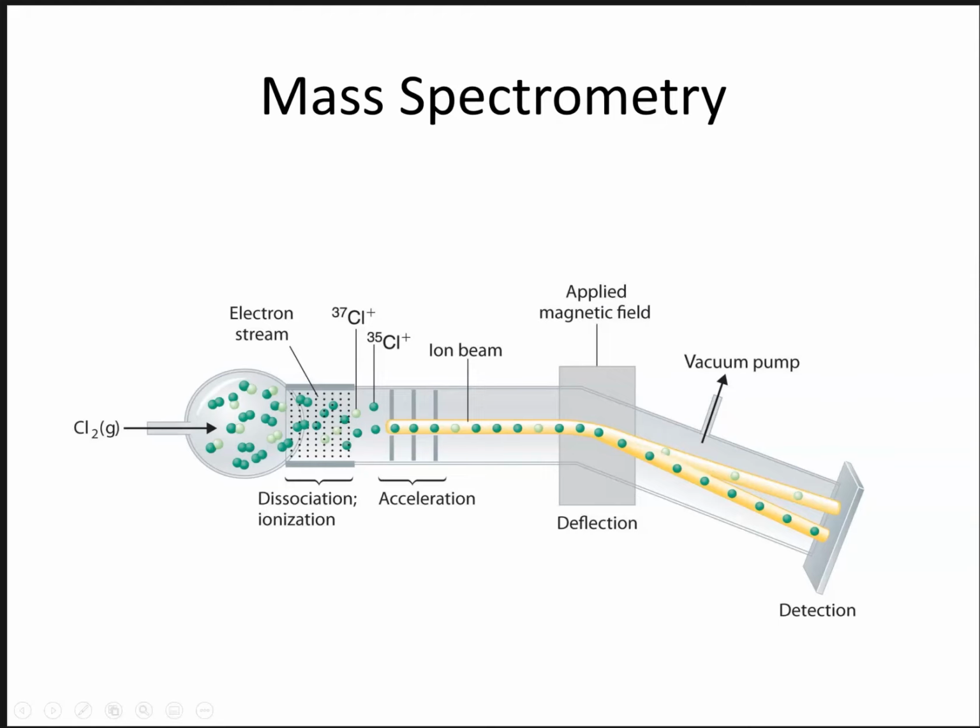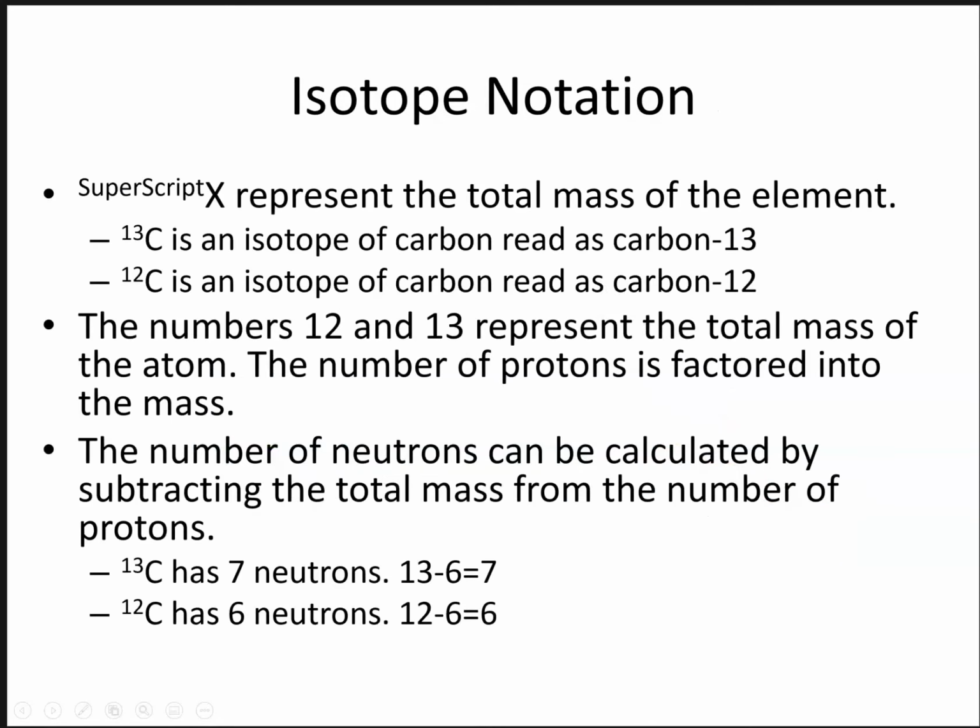Okay, so we used mass spectrometry to figure out the natural abundance of each isotope. And when we report isotopes of elements, unlike ions, we report them slightly differently. When we talk about an isotope, we use an isotopic notation, which is writing the symbol of the element, and right before that symbol in the upper left-hand corner, we put a number that represents the total number of protons and neutrons.